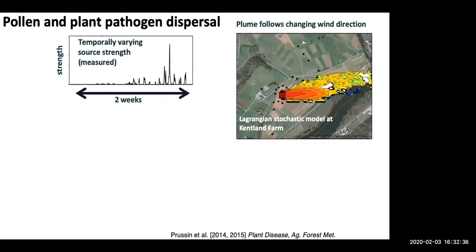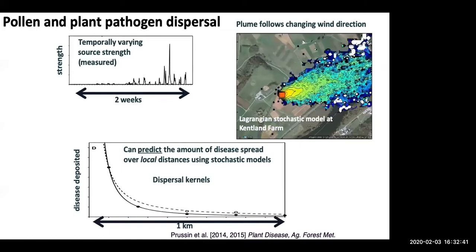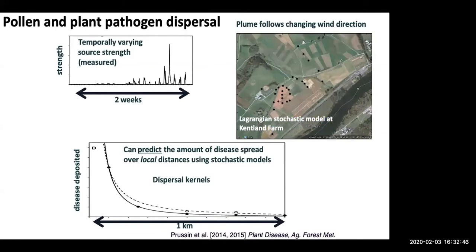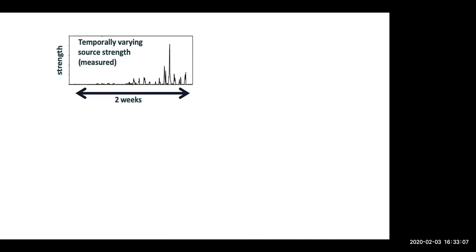so that we could verify how well we could predict. When people look at spread of plant diseases, really spread of anything through the air as an input to a model, one way to summarize it is a dispersal kernel. So a dispersal kernel gives an amount of the disease deposited as a function of distance. So over a 1 kilometer distance, we were able to predict the amount of this that got deposited pretty well from our model. That was good.